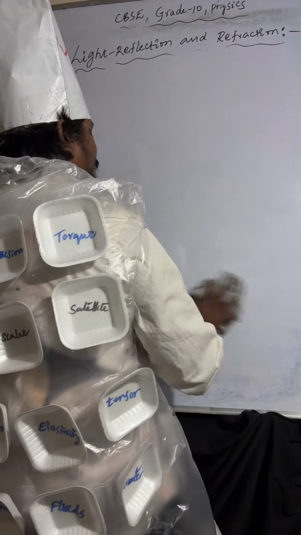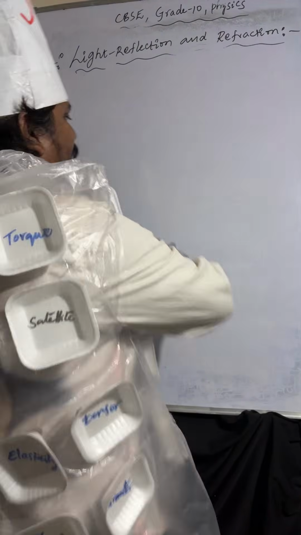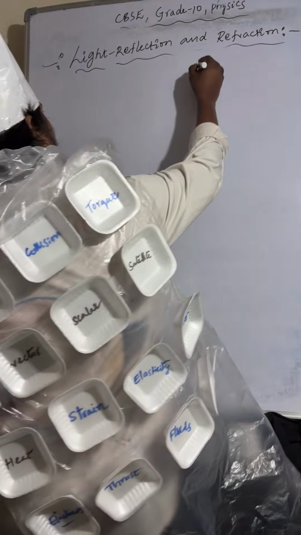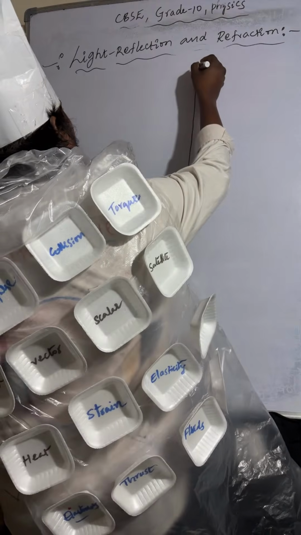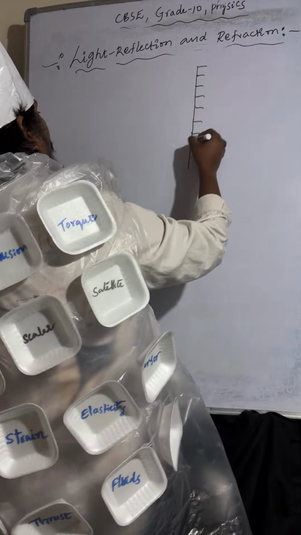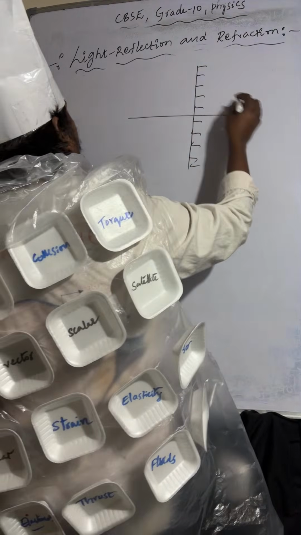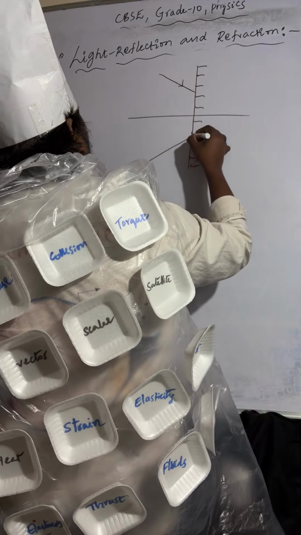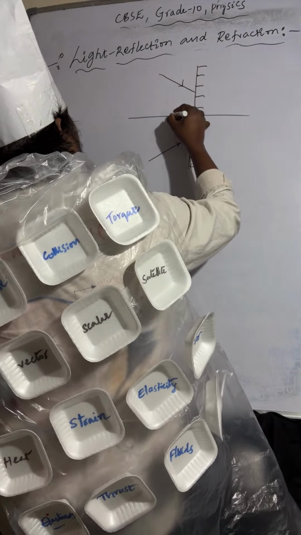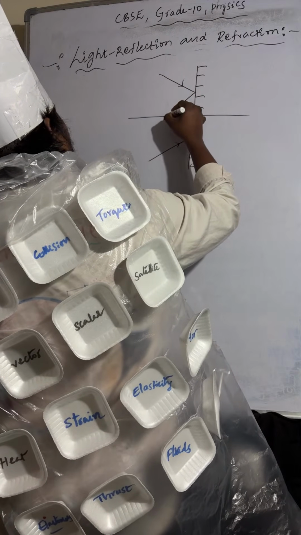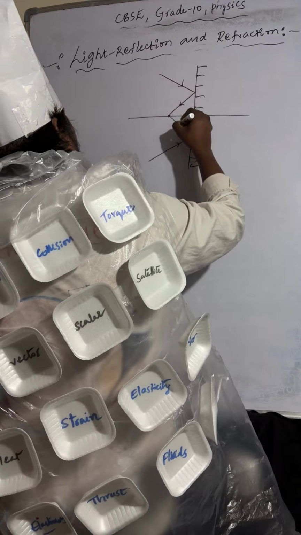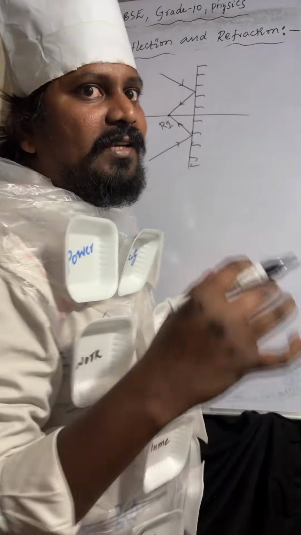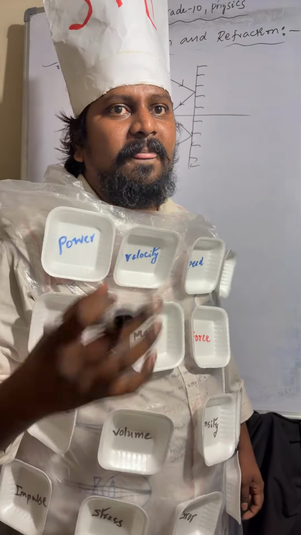So next one, you can see here, object I am taking. This is a plane mirror. Understood? Here you can see light rays are coming from the source. After reflection, those light rays are meeting here. So what is this one? Real image.